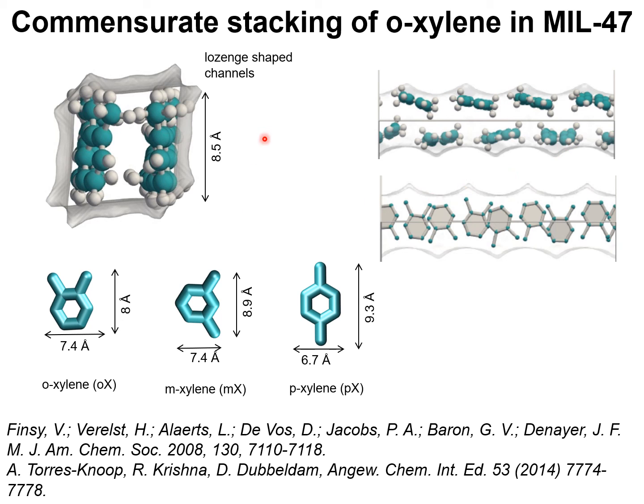If we look at the stacking of molecules in this direction, we see two rows. This is the front row and the back row. So the molecules in the front row are the alternate molecules, and this is the back row. So we have commensurate stacking of orthoxylene viewed in three different ways.